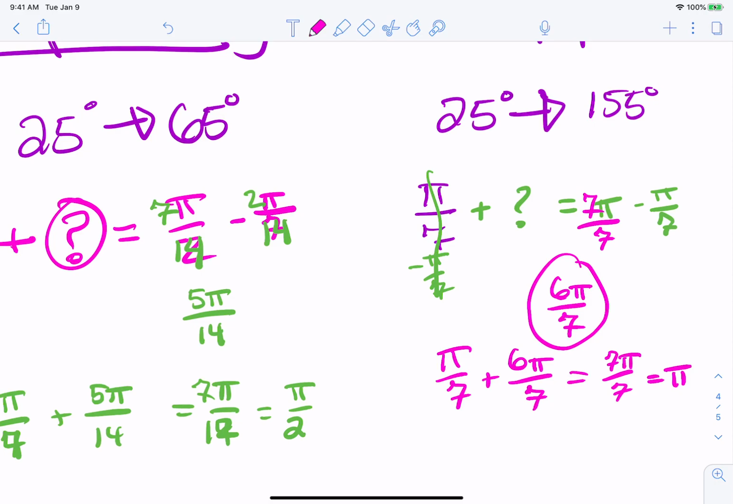Was that confusing? So your answer is 6 pi over 7. Okay. So 5 pi over 14 and 6 pi over 7. Those are the complement versus the supplement.